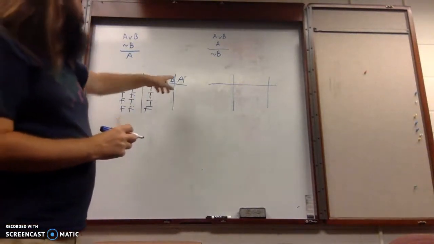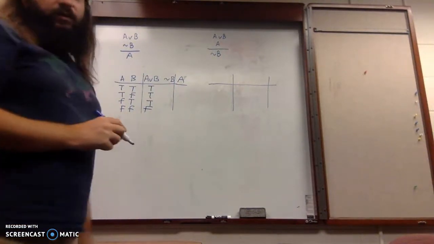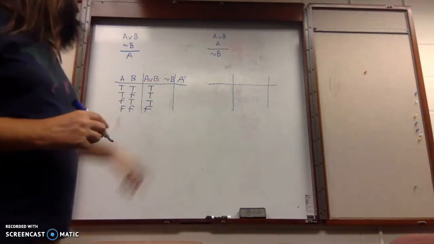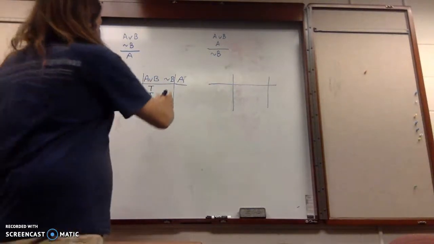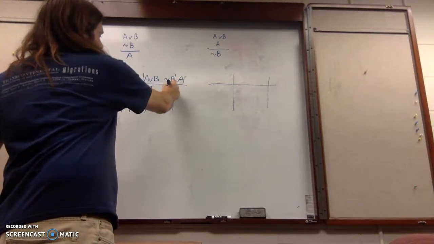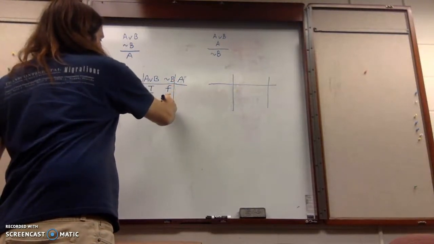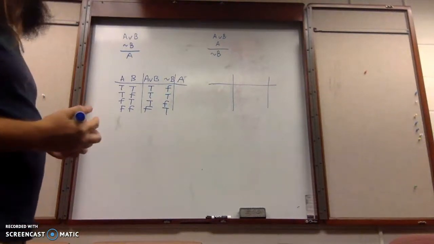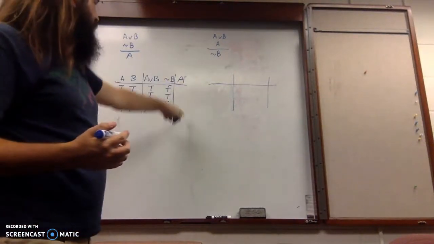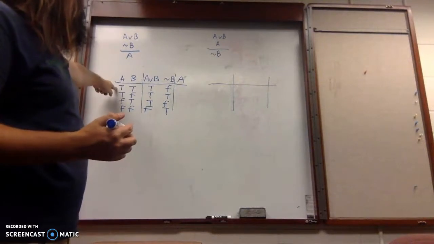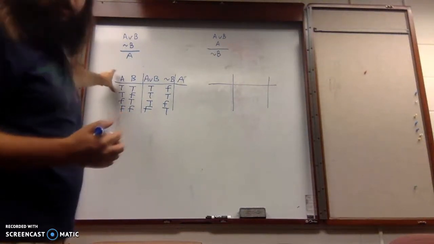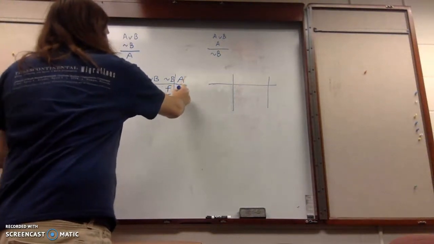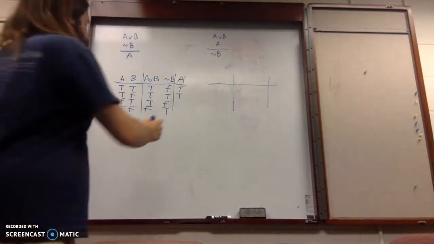Now let's look at not B. Clearly, not B is going to be false when B is true, and it's going to be true when B is false. So we're going to have something that looks like this. False, true, false, true. Now we're going to do the final column, which is for the conclusion, which is just the same as the A column. So we have true, true, these are both true, and false, false.